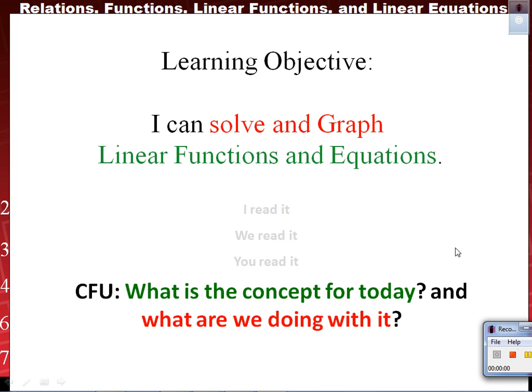Here we go. Our objective for today: I can solve and graph linear functions and equations.